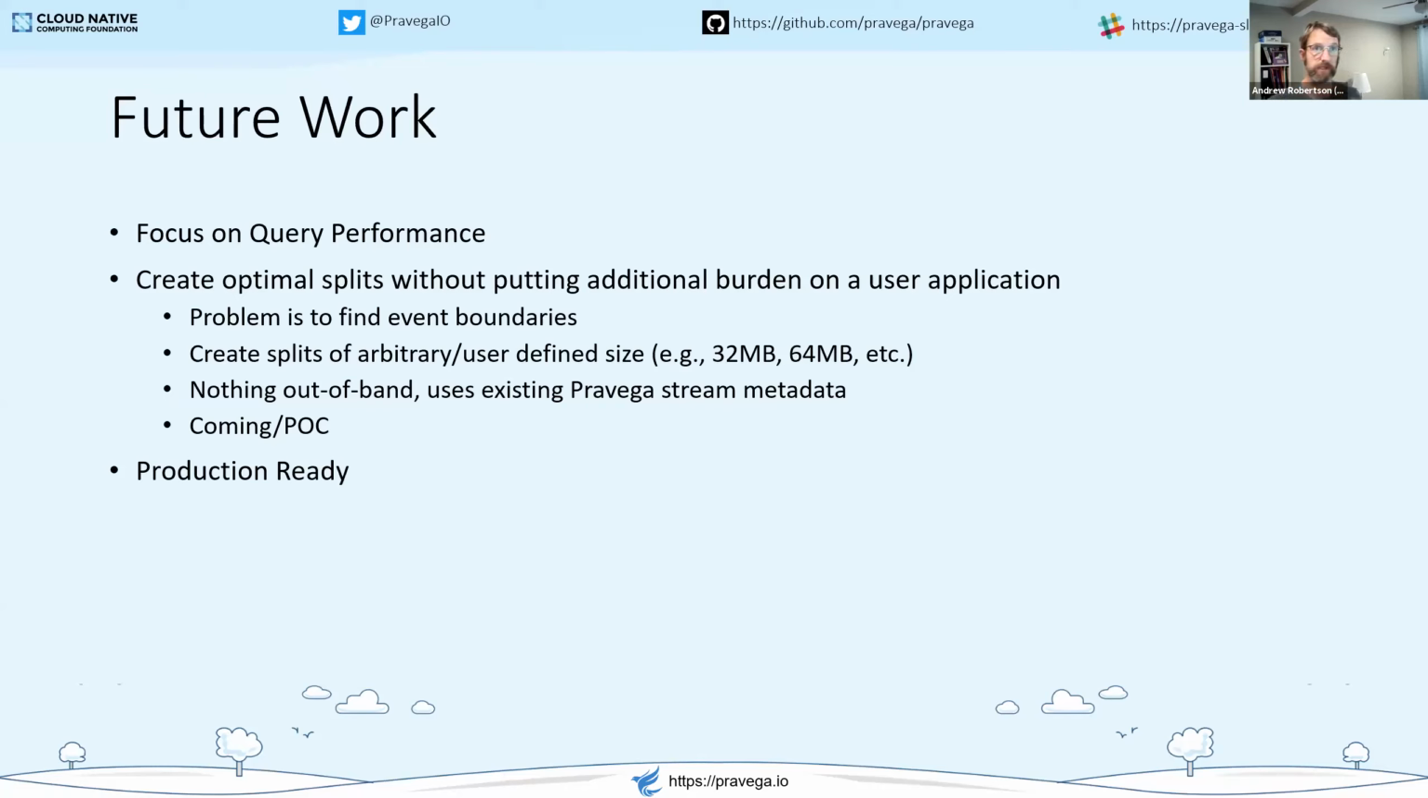And then a user in their query can set a session property, a little slider of how big they want their splits, and we can make that happen. Like I said, this is just using existing stream metadata within Pravega. We have a POC for it and it's coming. And then, following all that is getting it production ready. It's not production ready now, but we're taking it there. So any help or comments or anything from the community would be much appreciated. But that's where we're headed.